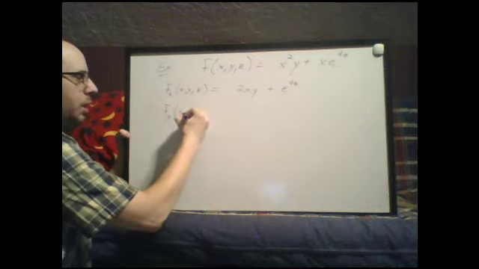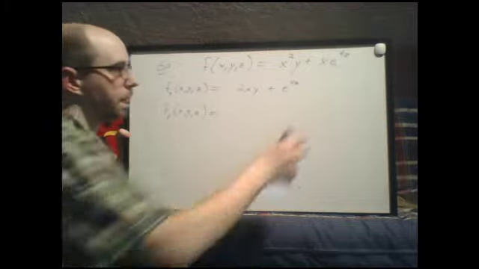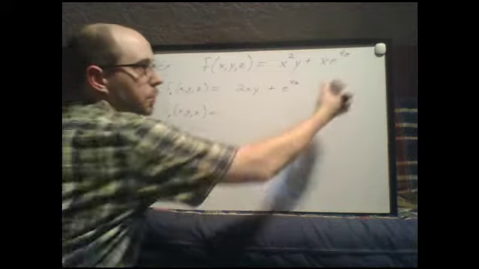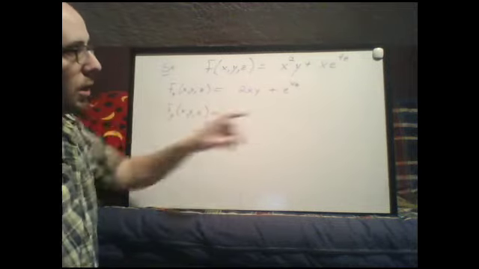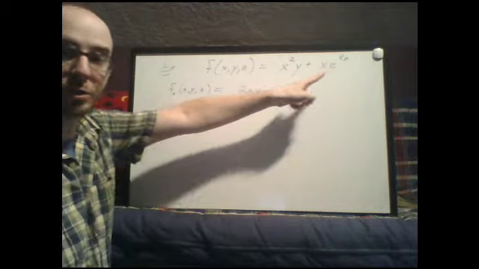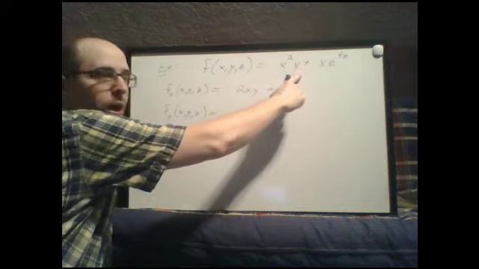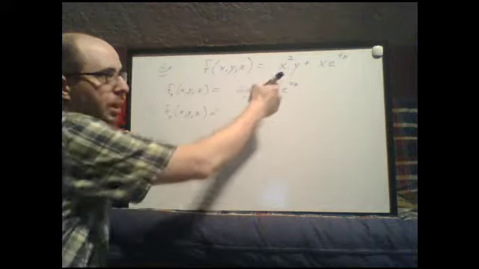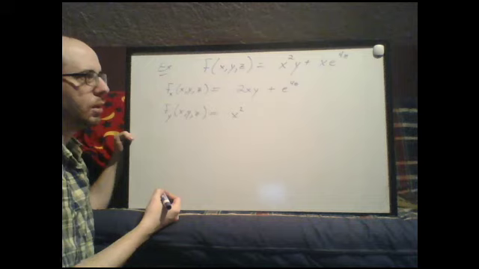F sub y would be, now we treat x and z as constants. So in particular, if there's a term that does not involve y at all, like x e to the 4z, there's no y there, that's just a constant, so its derivative is 0. So the only place y appears is right here, x squared y, and x squared is like a number. So a number times y, its derivative would be the number, which in this case would be x squared.